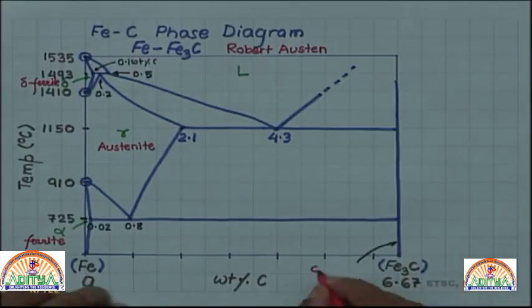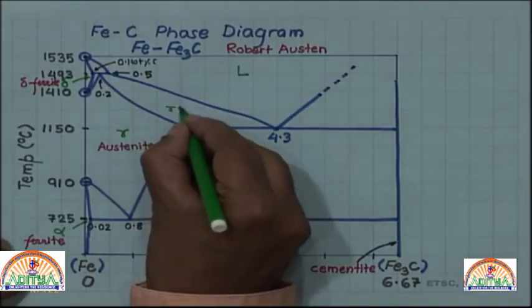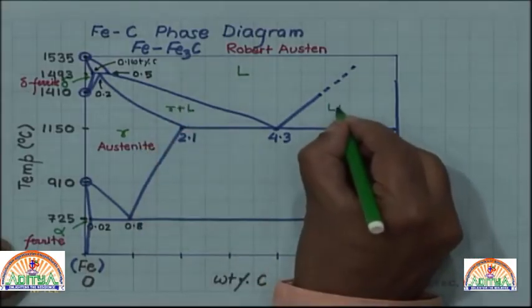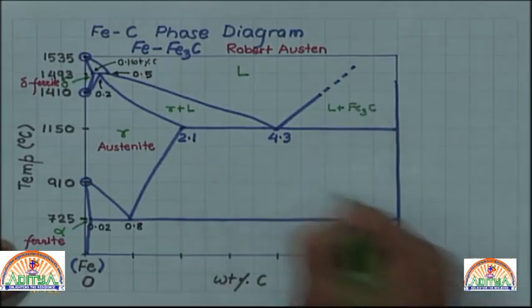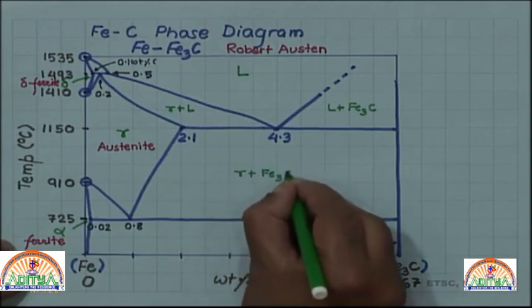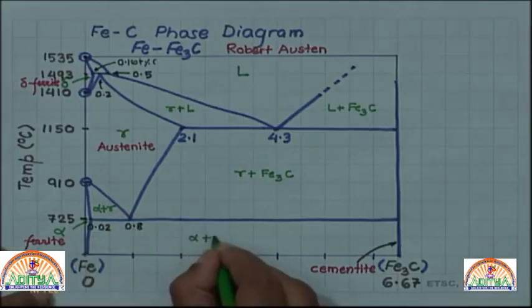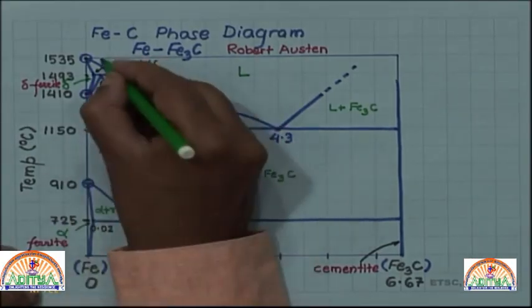So the two phase regions we need to label. This is gamma plus liquid, and this is liquid plus Fe3C, and this is gamma plus Fe3C, and this is alpha plus gamma, and this is alpha plus Fe3C. Okay, so here it is delta plus liquid, and finally this is delta plus gamma.